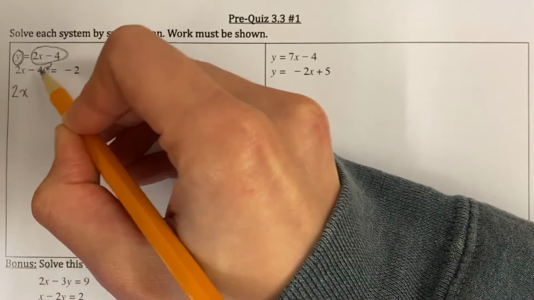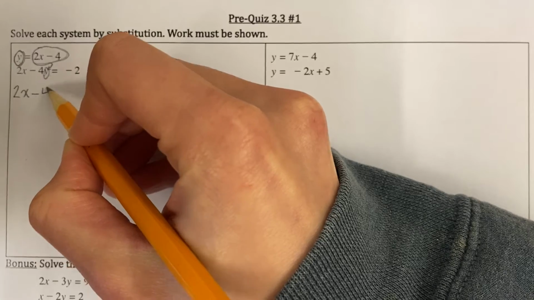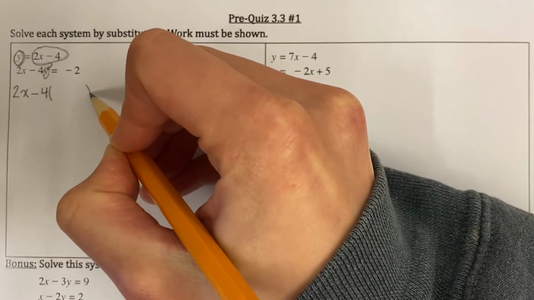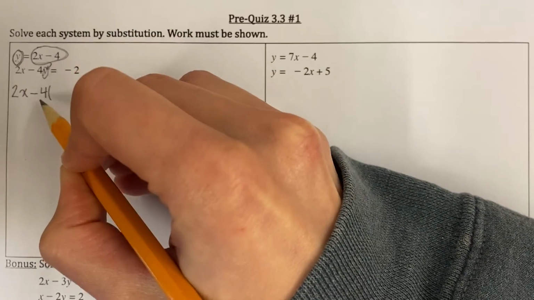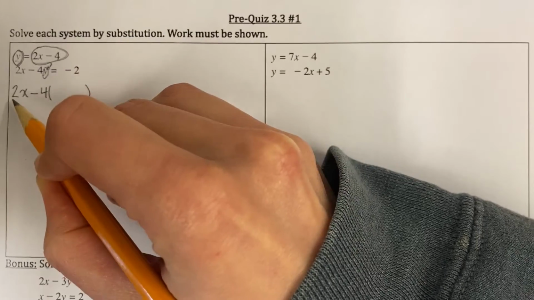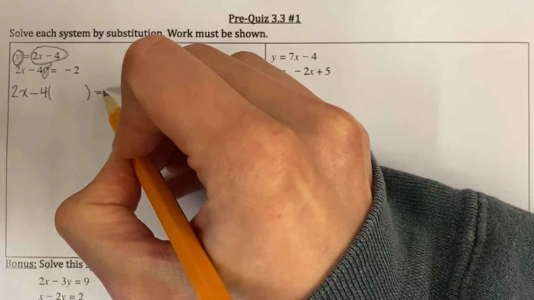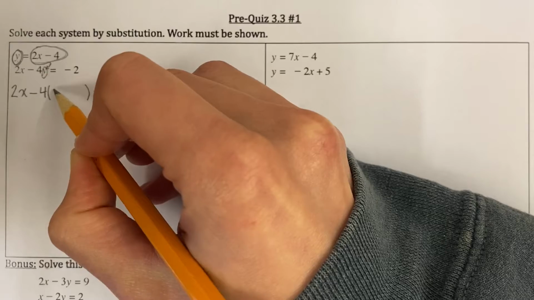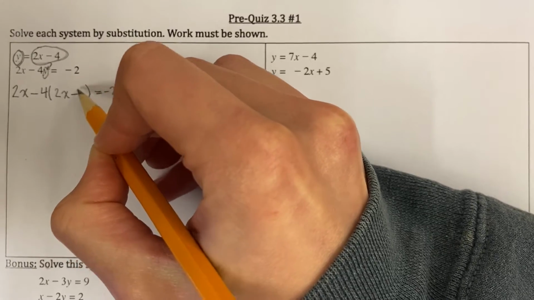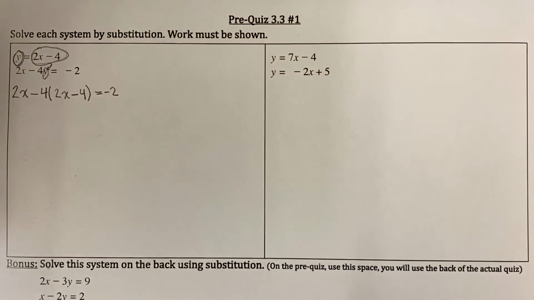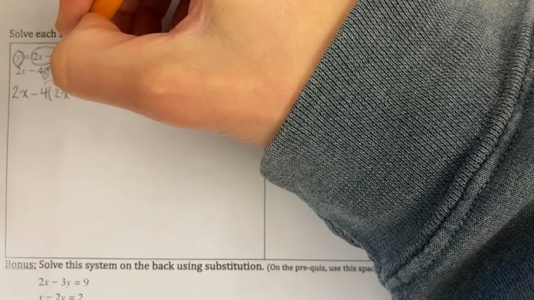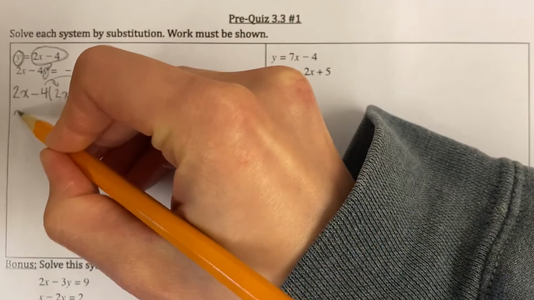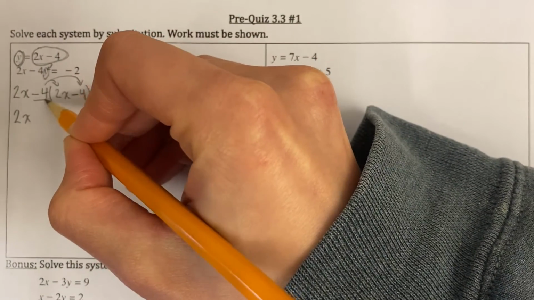So I can take this second equation, the one in standard form, and I can rewrite it, and instead of y, right, this says 2x minus 4 times y equals negative 2. So I'm going to write 2x minus 4 times y equals negative 2, but instead of y, I'm going to plug in 2x minus 4 because that's equal to y. Now I can go ahead and distribute. Okay, and be careful here because I'm distributing a negative 4.